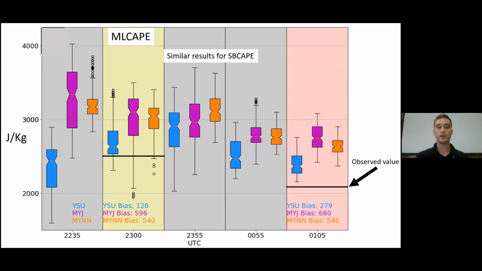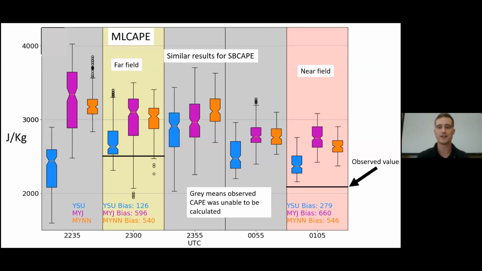So here I'm showing box plots of mixed layer CAPE, and these box plots were created based off of that grid that I showed in previous slides, and so that's how I'm creating these distributions, by pulling these CAPE values from all those different grid points. The yellow, again, is the far field, the red being the near field, and the gray means that the radiosonde actually didn't make it up high enough to calculate mixed layer CAPE, so these are the two radiosonde observations that I have available to retrieve mixed layer CAPE from and actually compare to WoFS.